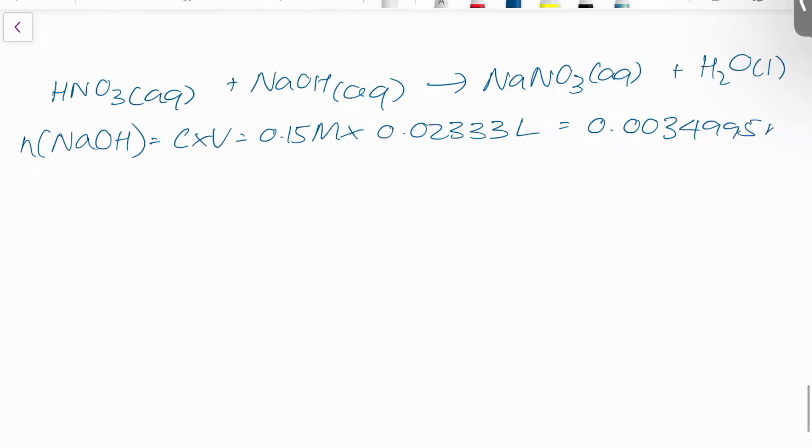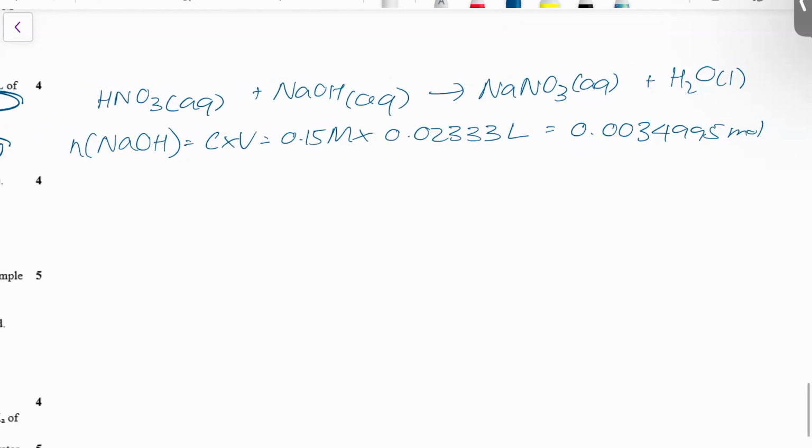0.00349995, thank you. And once I've got the moles of the chemical, I can jump to the moles of the other chemical. Reading my equation, I was supposed to balance the equation at the start. We didn't. It's a 1-to-1 ratio, so it's fine. So what's the moles of HNO3 going to be? The same, so moles of HNO3 is going to be 0.0034995.